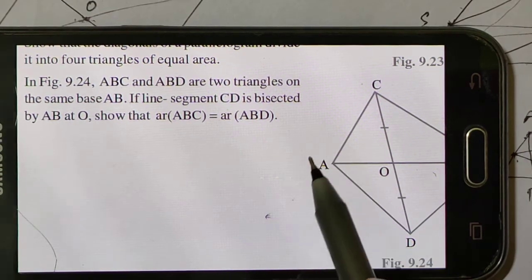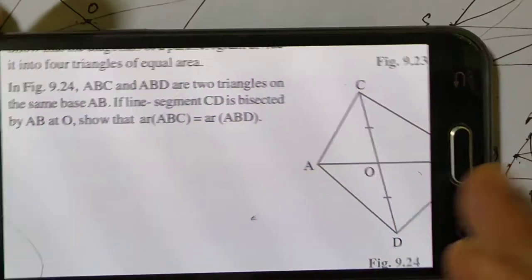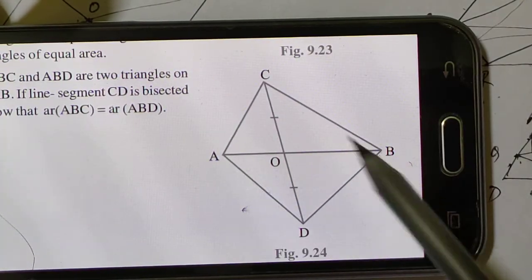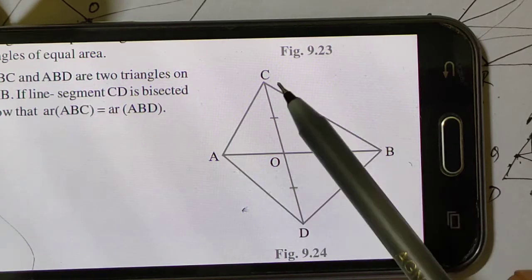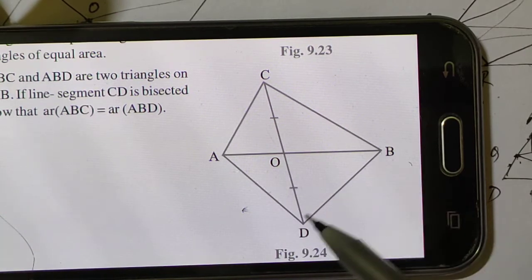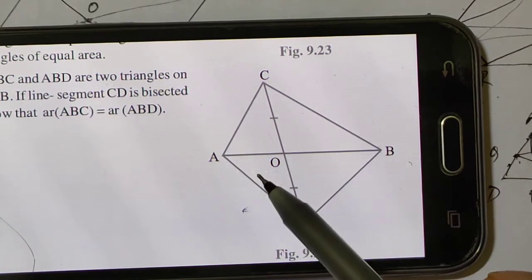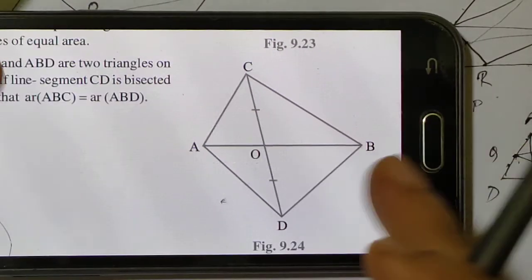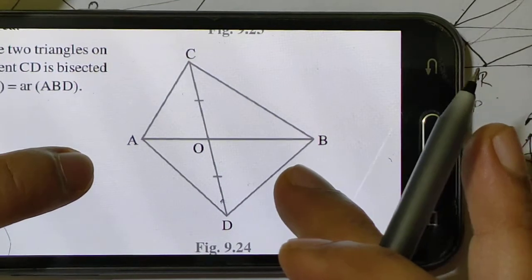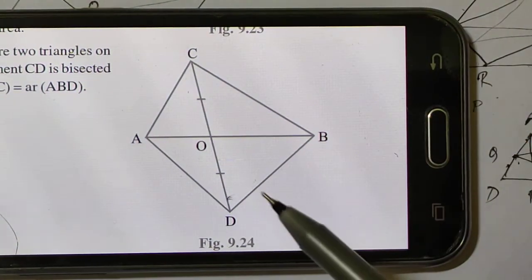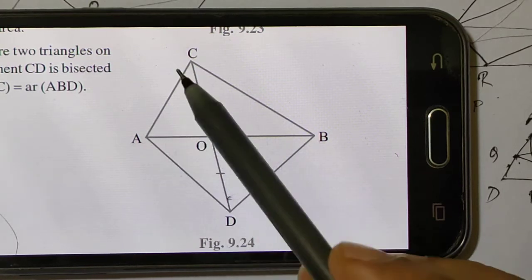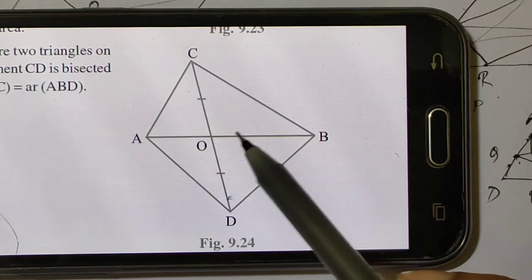So how can we show that the area of triangle ABC is equal to the area of triangle ABD? Let us see that in the figure first. Where is ABC? ABC is equal to the area of triangle ABD. Let us try to understand it from the figure. These two triangles are equal in area, and we need to show this. It is also very easy for us to show that.